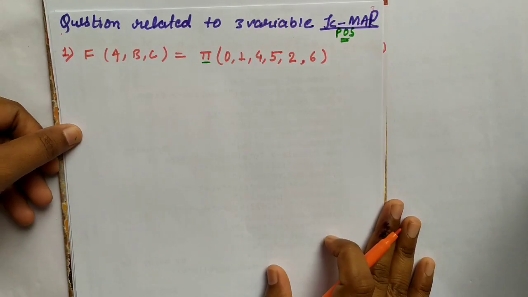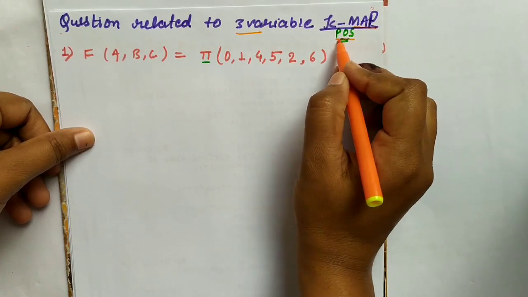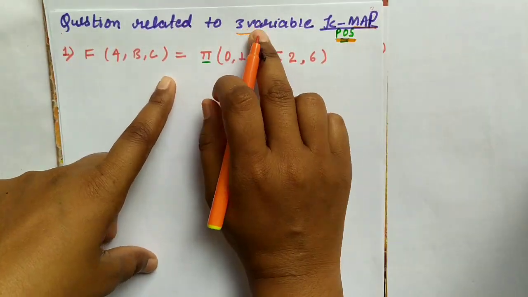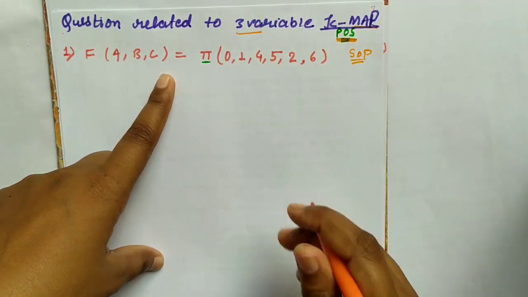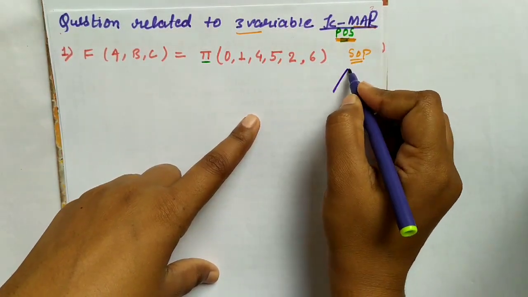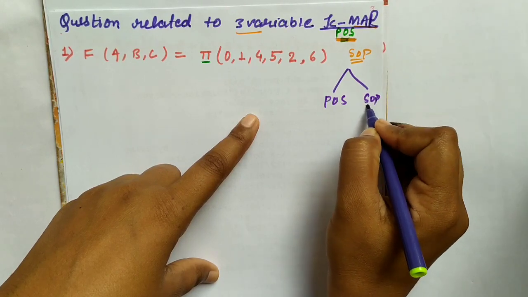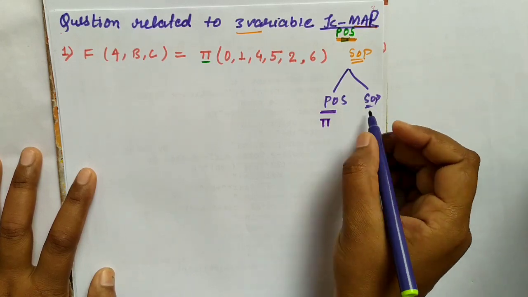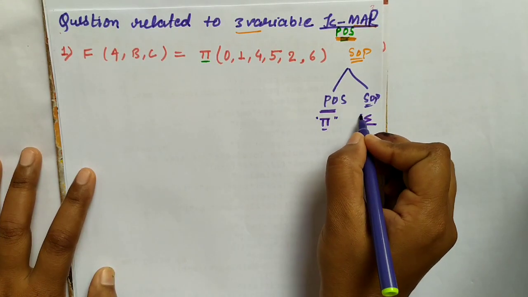Hello everyone, in this video we will discuss the question related to the three variable K-map for POS. In the previous video we discussed the question related to the three variable K-map for the SOP. Now in this video we will discuss the POS question. So let's check POS and SOP. For finding POS there is one sign that is called pi, and for SOP it is summation. This one was already discussed in the previous video.